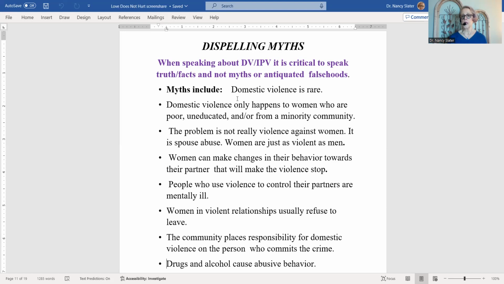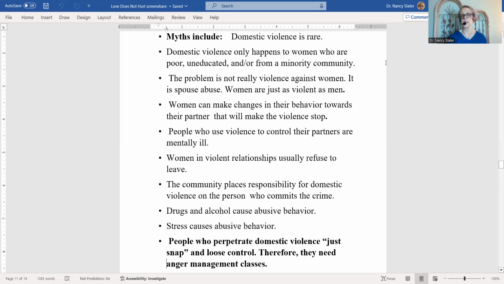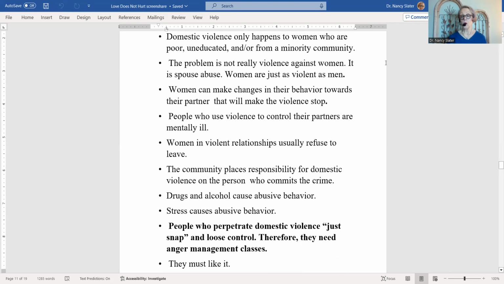So one of those myths: domestic violence is rare. Well, maybe that was a good thought in 1970, but we know today that 1 in 3 women and nearly 1 in 4 men have experienced this abuse and violence in their lifetime. So it's not rare.